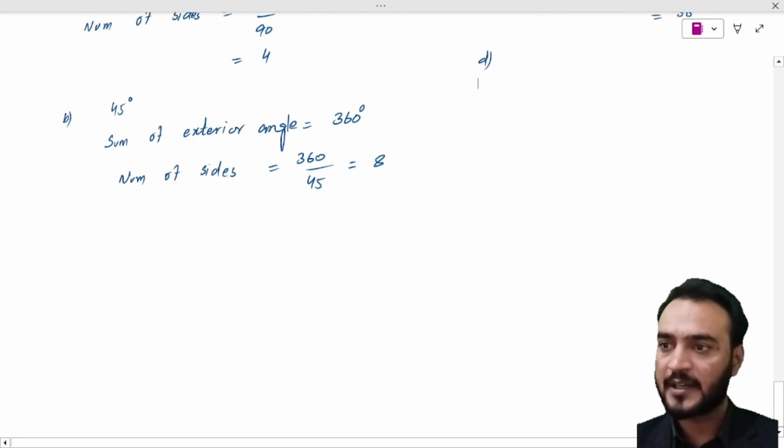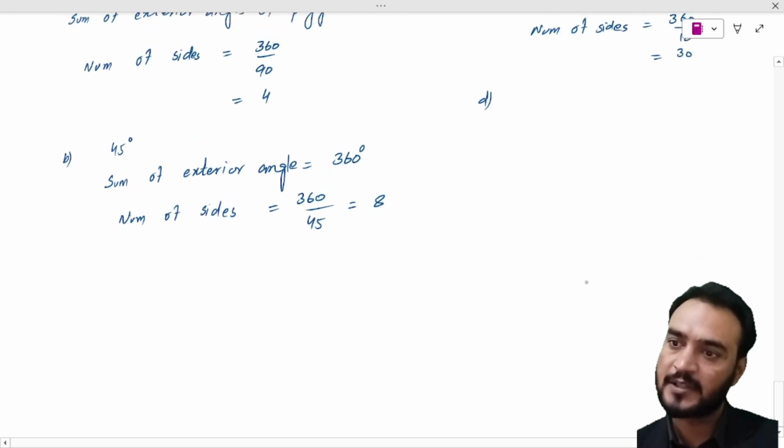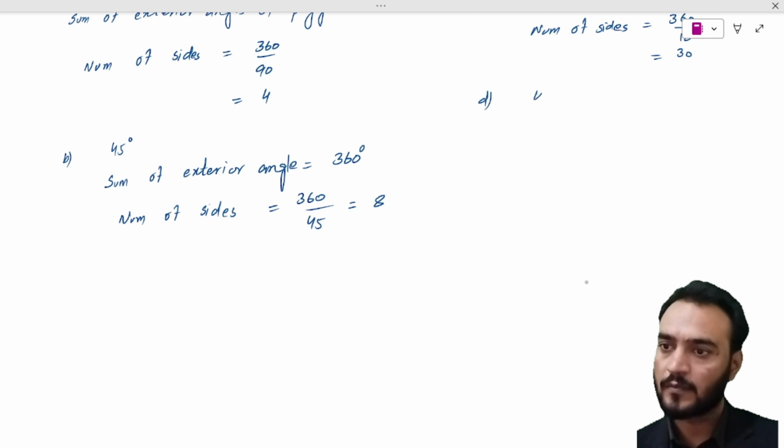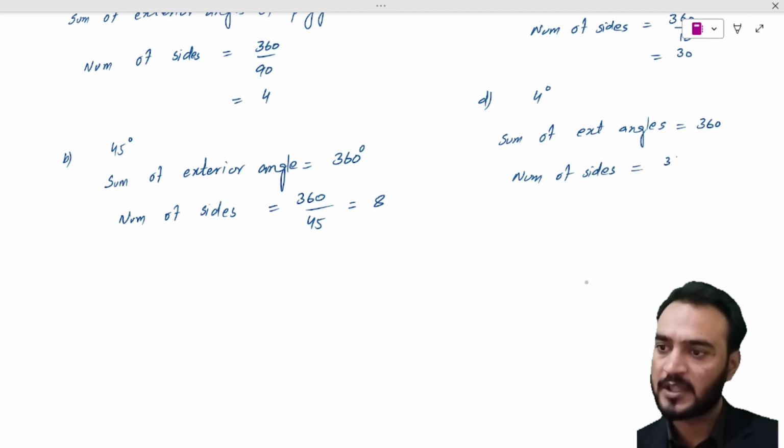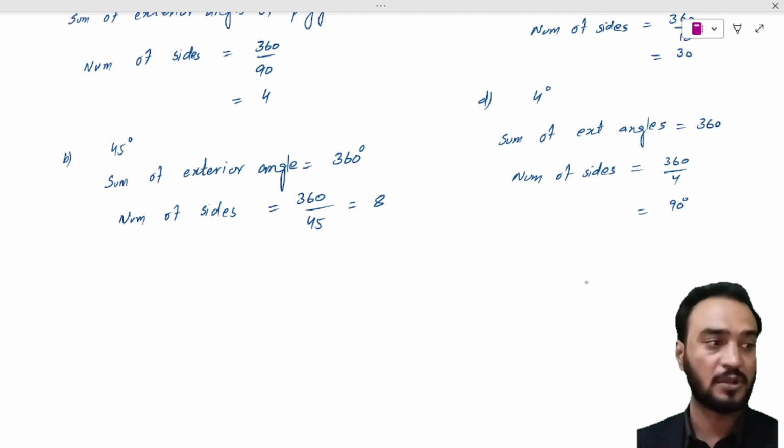4 degrees, that each exterior angle is equal to 4 degrees. The sum of exterior angles is equal to 360 degrees, and the number of sides is equal to 360 over 4. Dividing 360 by 4 we get the answer, which is equal to 90. So this polygon has 90 sides. This was question number 5.